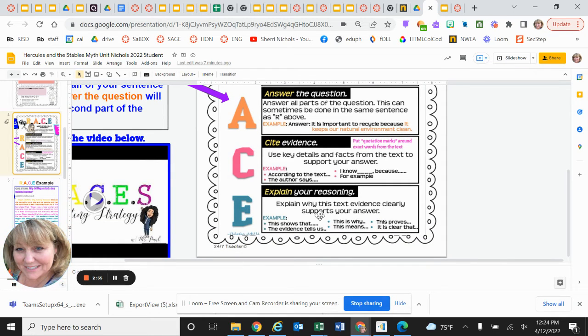And then last one is the explain. Explain why this text evidence clearly supports your answer. And then you're going to say, like, it's important to recycle because it keeps our natural environment clean. And then, for example, putting all of your bottles in a recycling bin, it means that they can then, like your glass, and then your aluminum cans, it means they can go to those areas and be recycled for future. Same thing with plastics. And then you'll say, the evidence tells us that recycling plastic, this proves it is clear. This is why. So you're going to give evidence. So that's the parts of RACE.